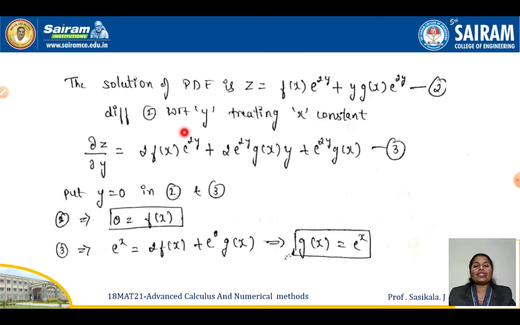So differentiate equation number 2 with respect to y, treating x as a constant, because here you have to make it similar to the previous one. Differentiate with respect to y. ∂z/∂y is equal to 2 f(x)e^(2y) plus, for the second term, here it is a product rule. I can make the first one e^(2y), so 2 e^(2y) g(x) y. Again plus, y you can take, e^(2y) g(x) you will get.